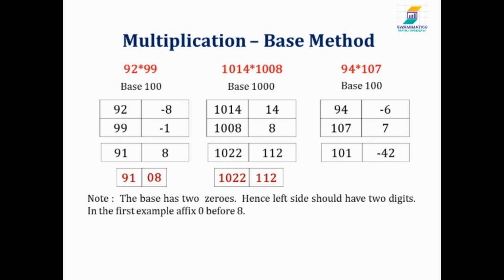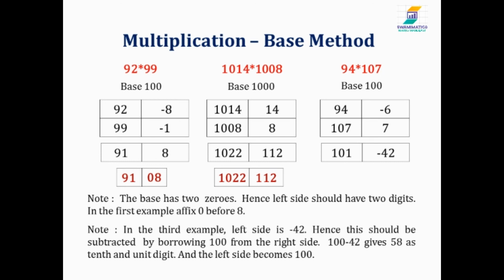Now, since you have a negative number on the left side of the sheet, this 42 needs to be subtracted from 100. So, what do we do? From 101, we borrow 100. So, your answer becomes 10058. 101 minus 1 is 100. This 1, when it goes here, becomes 100. 100 minus 42 is 58.